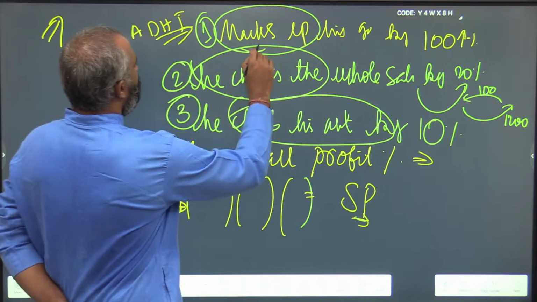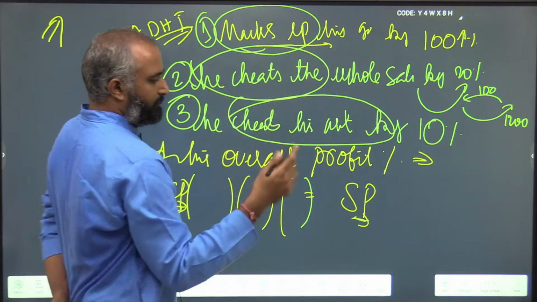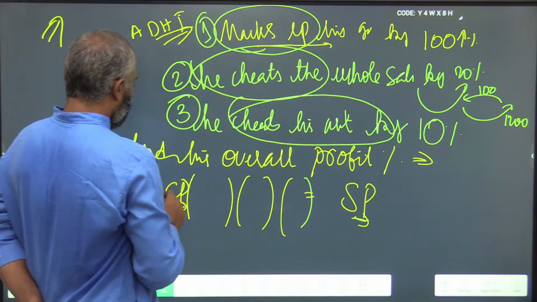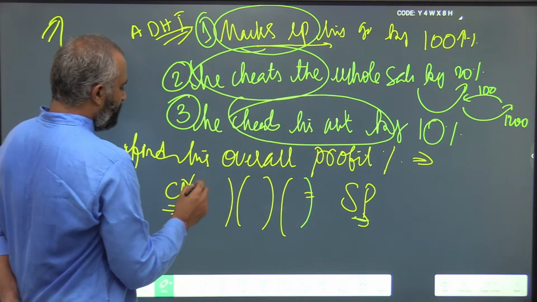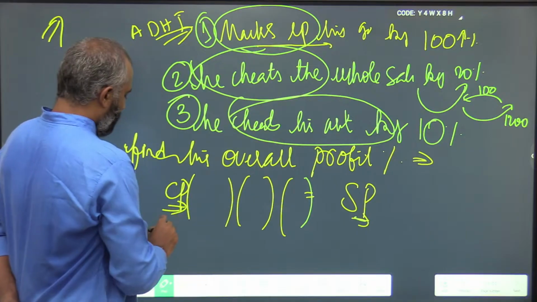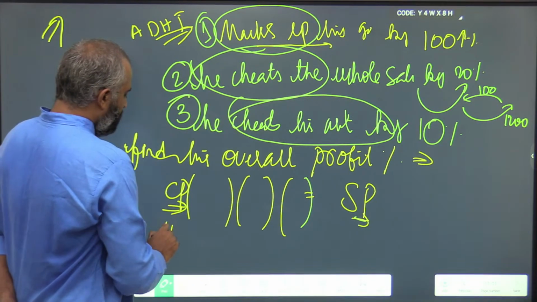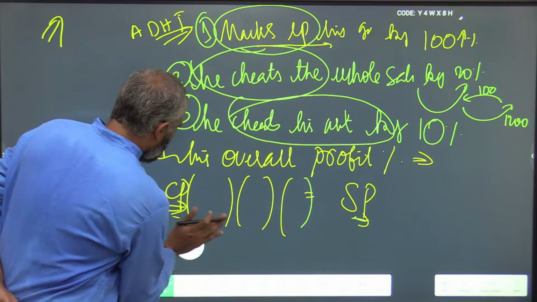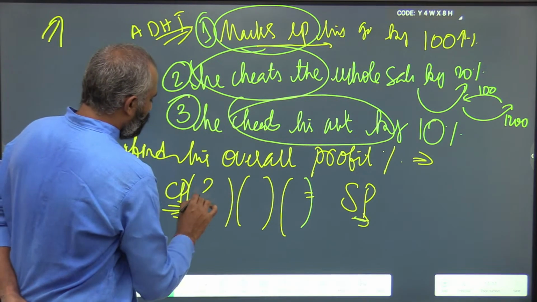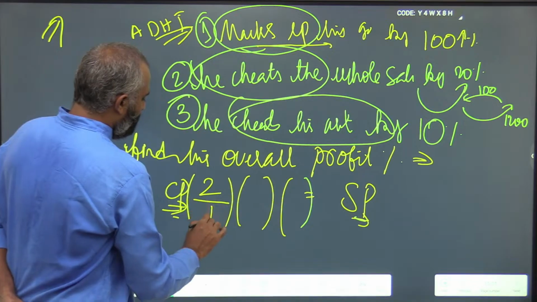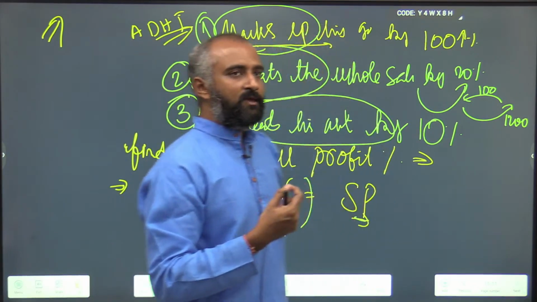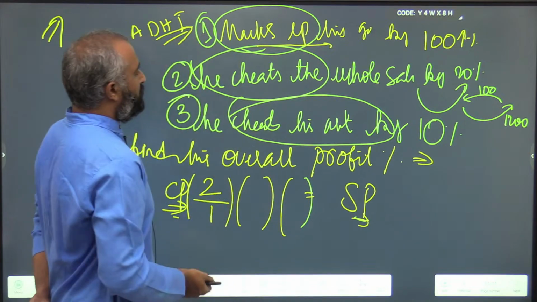So mark up by 100%. That means he is increasing the cost by 100%. So what will be the multiplication factor here? Suppose the initial cost is 1, and he is increasing by 100%. That means he is increasing another 1, so that overall the final value is going to be 2. So 2 by initial value. Always, your multiplication factor is final value by initial value.